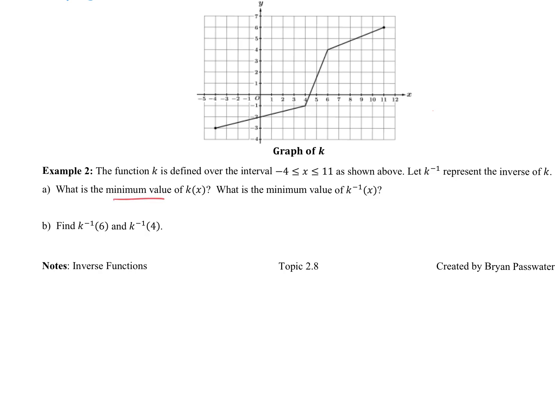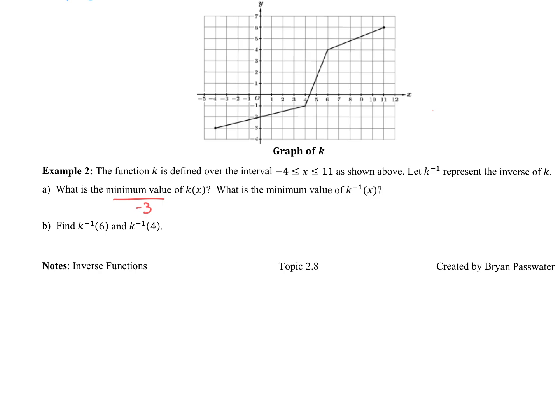Okay, so a value has to do with the what? The x or the y? The y. And so what is the minimum value of k of x? Well, k of x is given to us. So I'm looking for what? The lowest y value. And so what's the lowest y value on this graph? At negative 3. And so my minimum is negative 3 of k of x.